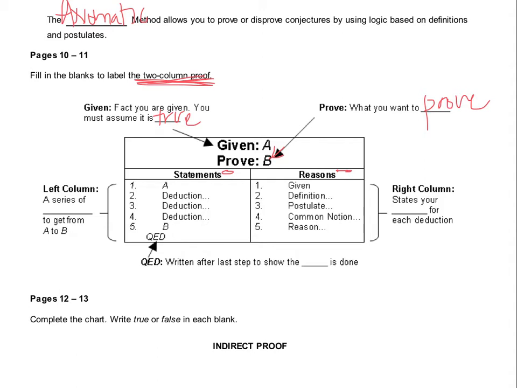The left side is a series of deductions to get you from point A to point B. And the right side states your reasons for the deductions. You have to have proof of why you think those things are true. And QED is written after the last step to show that the proof is done. That's just something you write. It's not anything big or fancy.